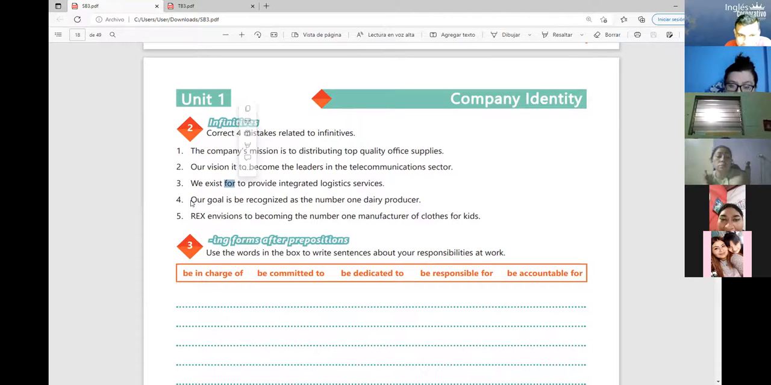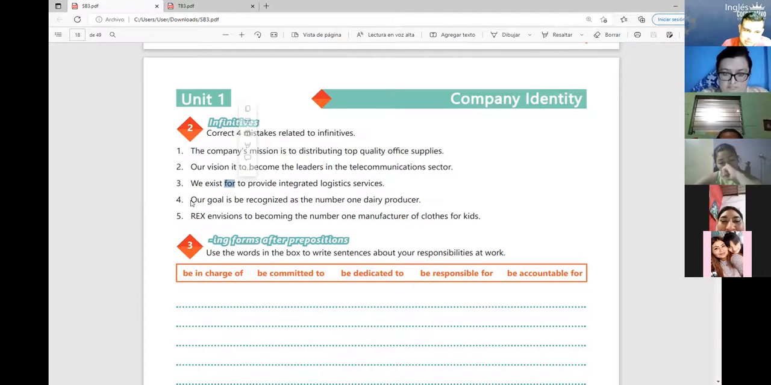Okay. La número cuatro. Our goal is... ¿Por qué está bien? Our goal is to recognize as the number one. Porque el verbo está en infinitivo. Ok, bueno, ¿se recuerdan cuándo íbamos a utilizar infinitivo? Para propósitos o purposes of ambition, ok. Y bueno, en ese caso, en la número cuatro, el error es que hace falta la preposición to. Tiene que decir, our goal is to be recognized. ¿Cuál es la meta? Ser reconocido.